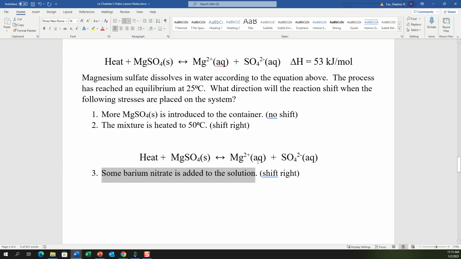If I had just come out and said, hey, I removed sulfate ions, you would have said, oh, it shifts to the right. It replaces the sulfate ions. Well, this is how you do it. How do you remove some sulfate ions? Add some barium, okay?